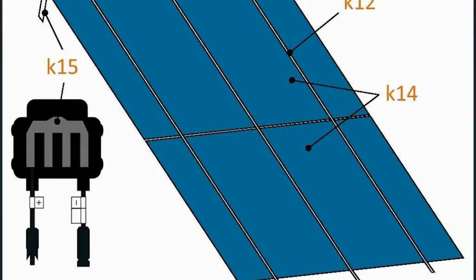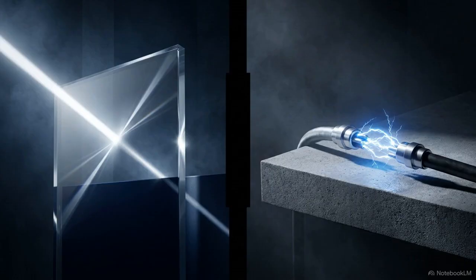The final stage of resistance occurs at K15, the junction box and cabling, where bypass diodes and external connectors take a final toll on the exiting current. While optical parameters dictate photon absorption, this electrical architecture determines the survival rate of the resulting electrons.